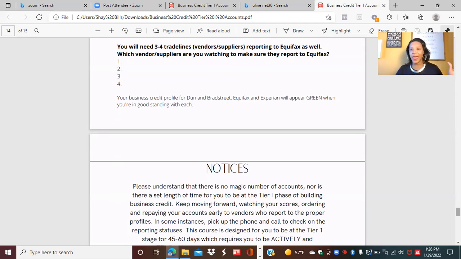When you get to Equifax, if you're still in red, you need to keep paying and purchasing until those vendors start reporting to Equifax, okay? So they start reporting and it starts showing up. You're gonna move from red to yellow to green. Once you move to green, just keep purchasing and paying, keep purchasing and paying.